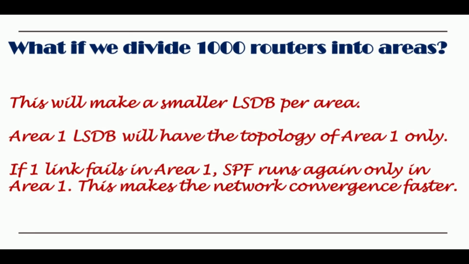What if we divide 1000 routers into areas? This will make a smaller LSDB per area. Area 1 LSDB will have the topology of Area 1 only. If one link fails in Area 1, SPF runs again only in Area 1. This makes the network convergence faster.